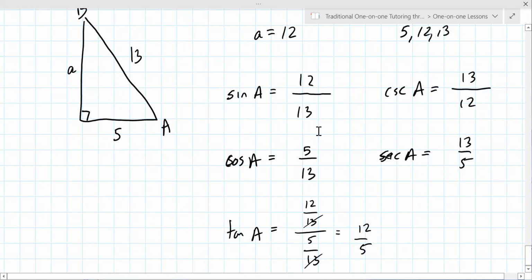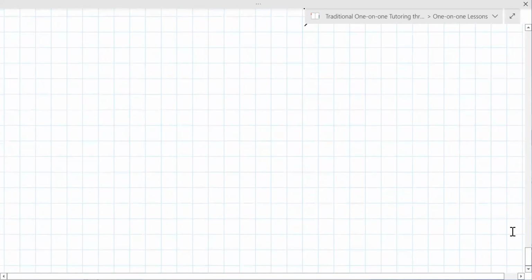So notice when you do them in the right order, sine, cosine, tangent, and then cosecant, which is the reciprocal of sine, secant is the reciprocal of cosine, you just get it there. Now, cotangent of A is the reciprocal of tangent. It's also cosecant over secant, but it's probably easier done as the reciprocal of this, which is 5 over 12. Okay, so those are the nice ones, right? Let's do one that's not so nice.